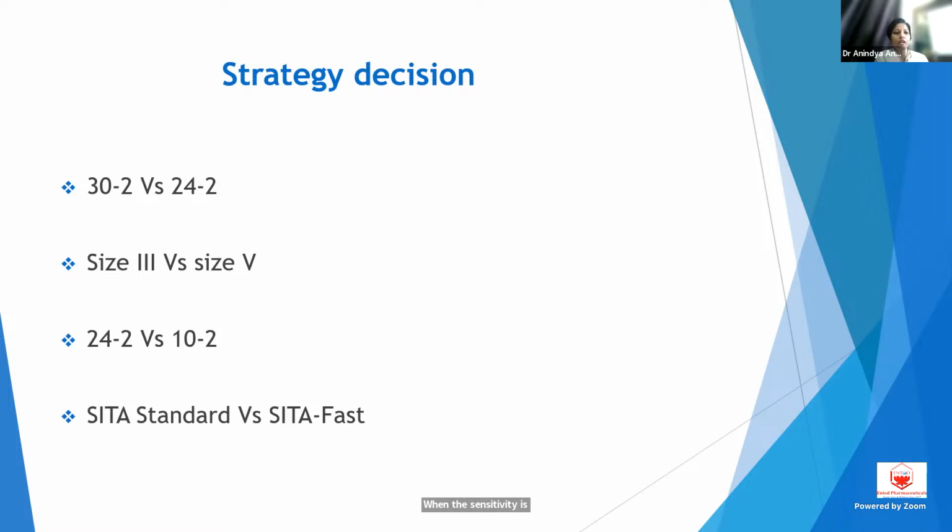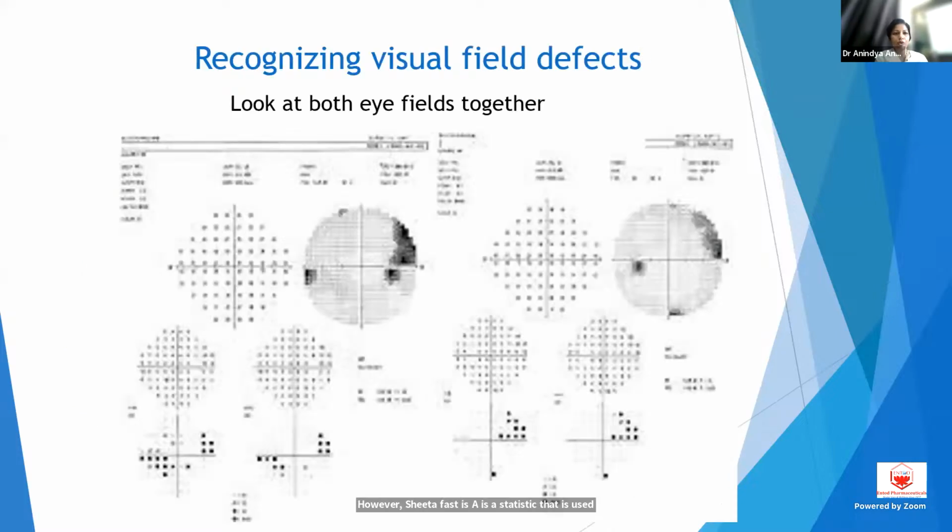Then comes whether to consider 24-2 or 10-2. So 10-2 you will be taking in patients in whom central visual field is already affected in 24-2. Then SITA standard versus SITA fast. SITA standard is normally used for all the patients to detect the disease or detect the progression. However, SITA fast is a strategy that is used for screening tests because it will be faster.